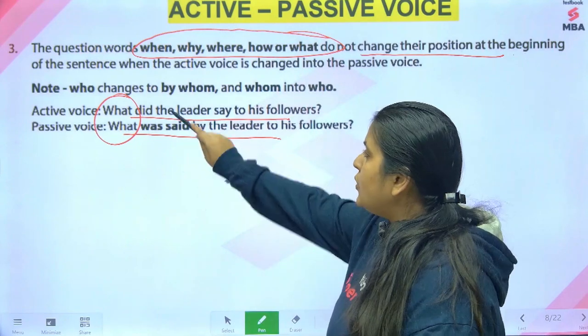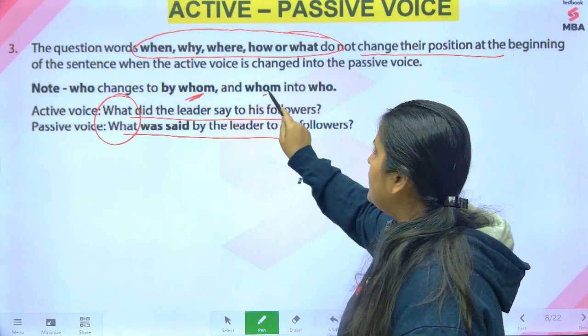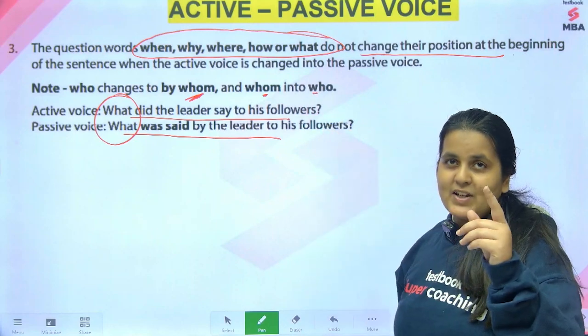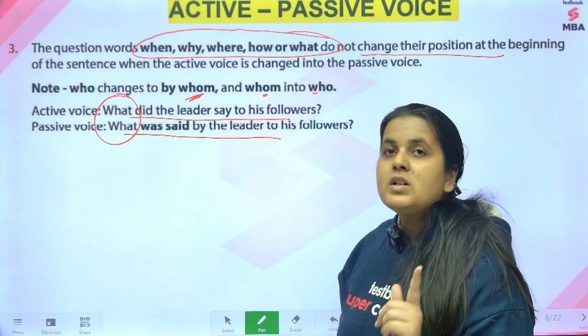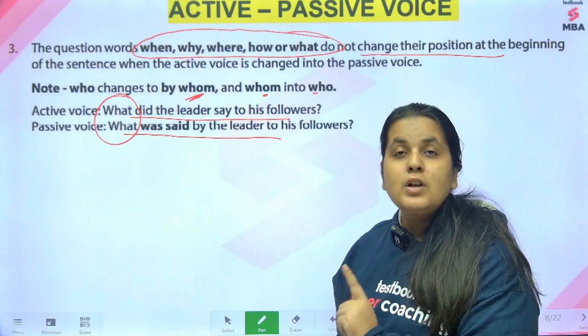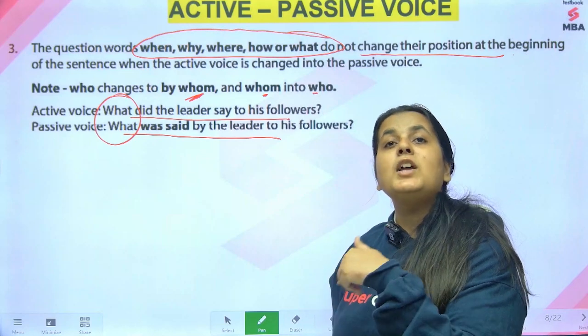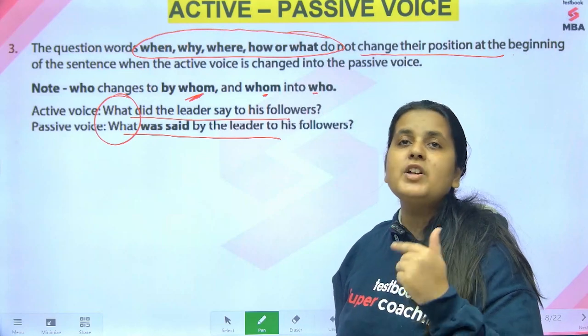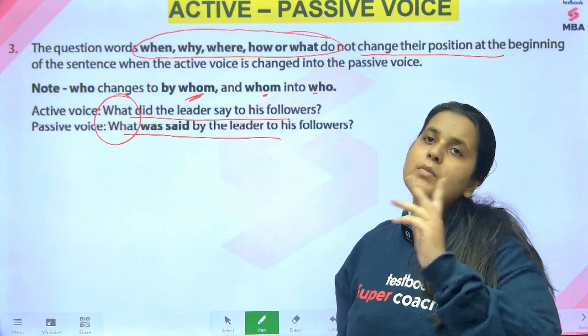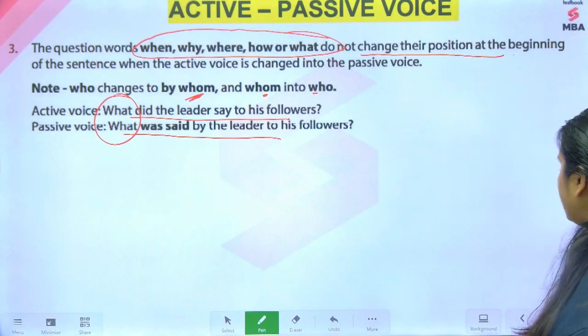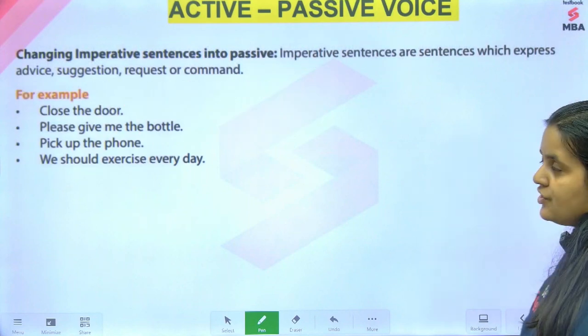But who changes to whom and whom changes to who? Because we discussed this, right? Who is subject, whom is object. For example, who spoke to you? You were spoken to by whom, or by whom were you spoken to? Okay, तो whom हो जाएगा, who हो जाएगा. Whenever active से passive या passive से active हम change करते हैं.